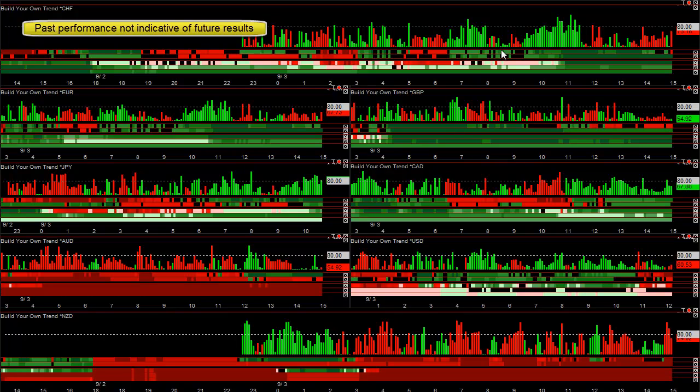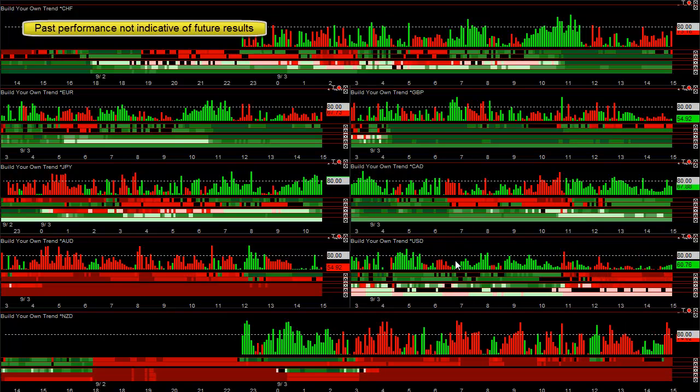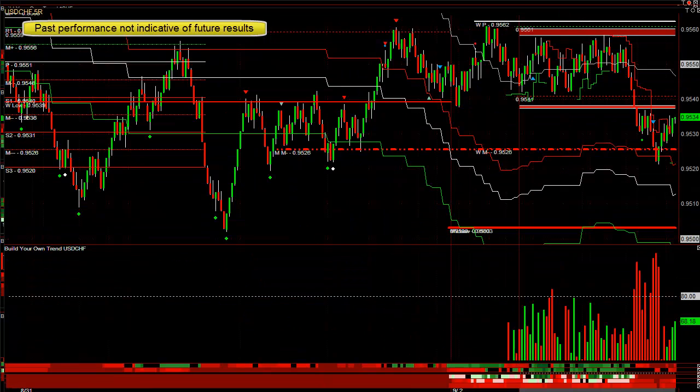Let's look for some other trades here. The Swiss, very strong from 7 to 11. The dollar was also moderately strong from 7 to 11. So let's take a look at the dollar Swiss. You really want to avoid buying or selling two currencies that are both strong or weak.